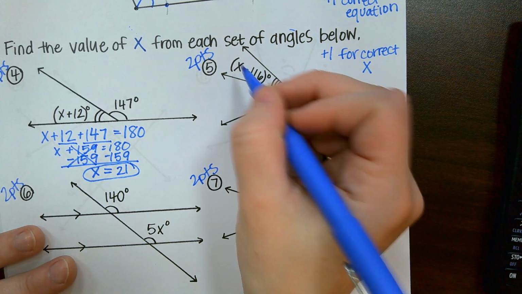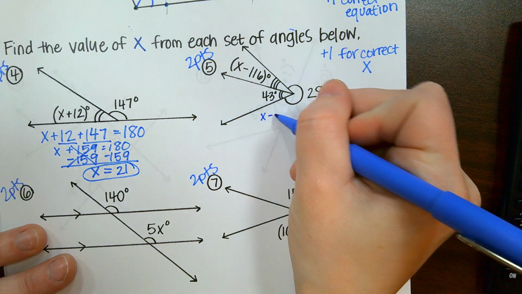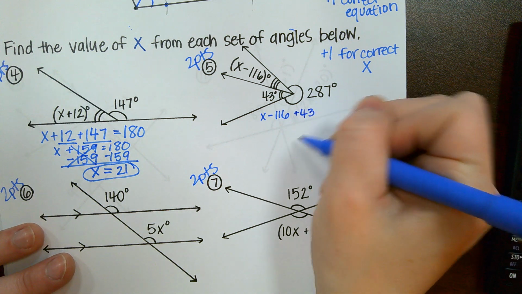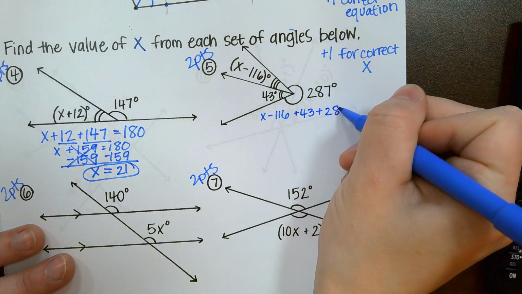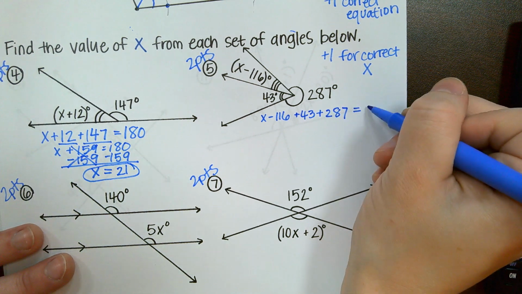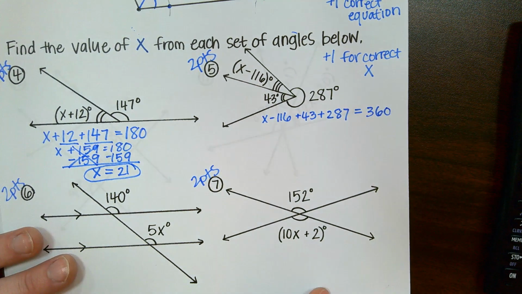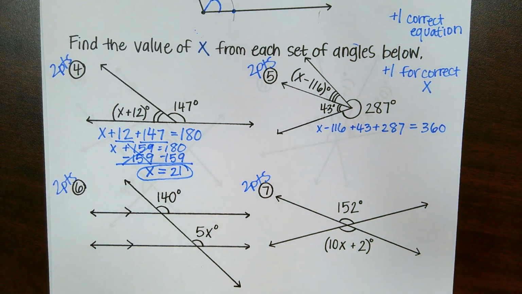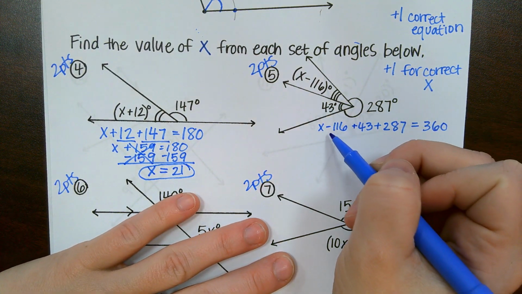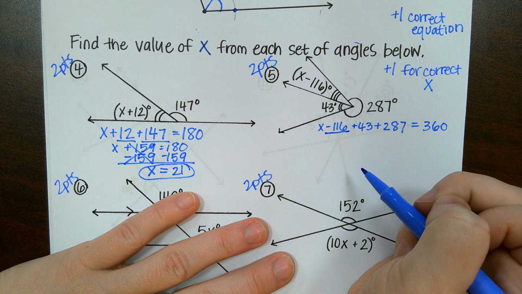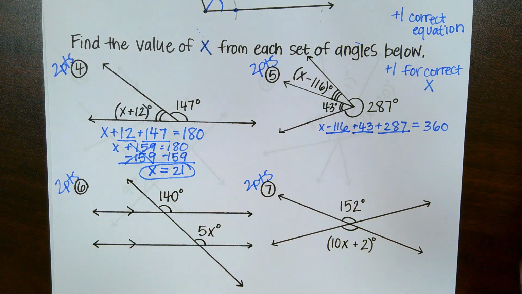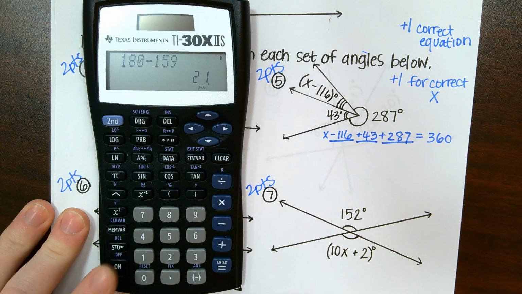I have x minus 116 plus 43 plus 287 equals 360. All right. So now I need to ask myself, do I have any like terms? I do. I've got a whole bunch of them. I have negative 116. I have 43. And I have 287. So I'm going to type this into my calculator to combine them.